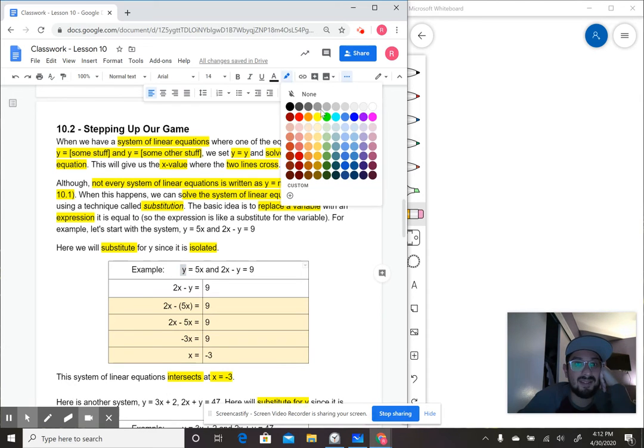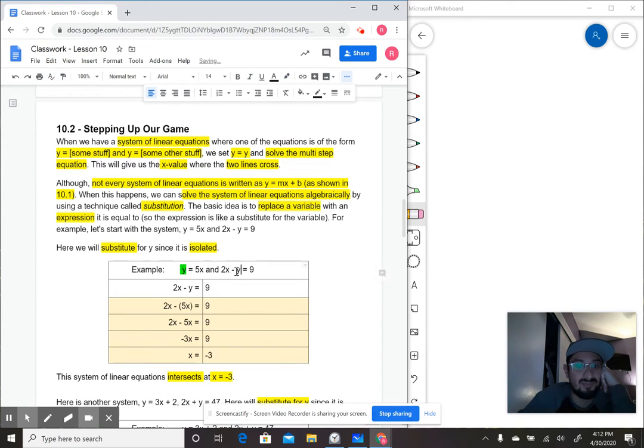This y is by itself. This y over here is not by itself. And we can then substitute this 5x into this 5x so we can have a one variable equation.